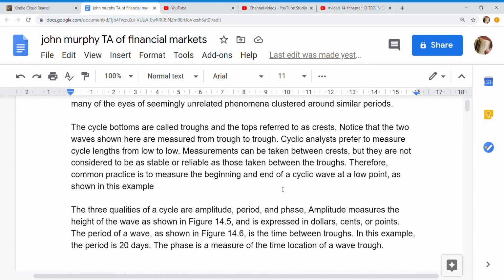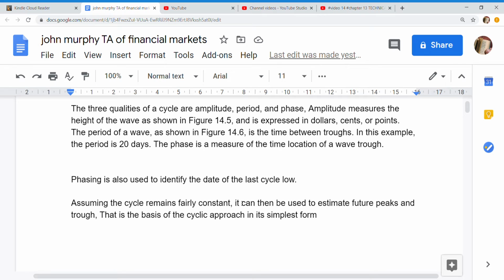Notice that the two waves shown here are measured from trough to trough. Cyclic analysts prefer to measure cycle lengths from low to low. Measurements can be taken between crests, but they are not considered to be as stable or reliable as those taken between the troughs. Therefore, common practice is to measure the beginning and end of a cyclic wave at a low point, as shown in this example.